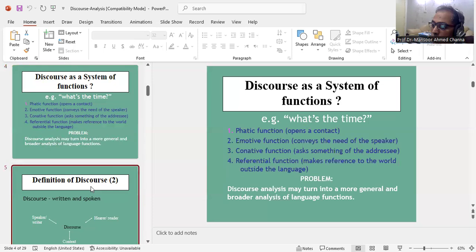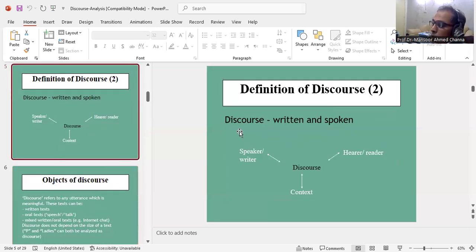Definition number 2. Discourse can be either written or spoken. For example, we see discourse that follows a particular context, whether that may be a religious context or political context or historical context or ceremonial context or anything else, in which there might be a need of a speaker or writer, hearer or reader.